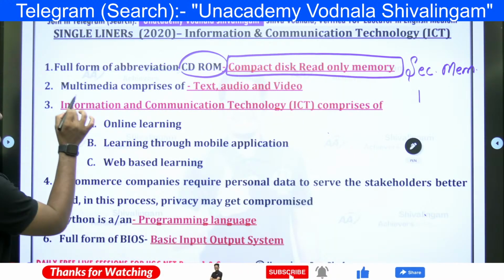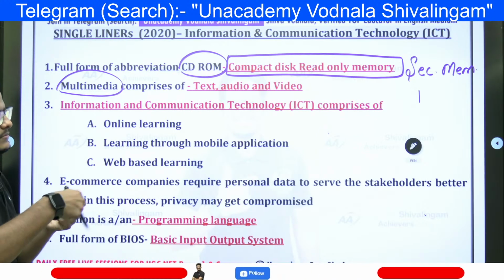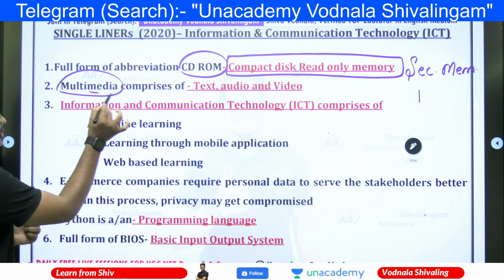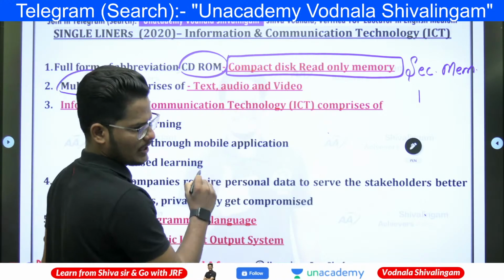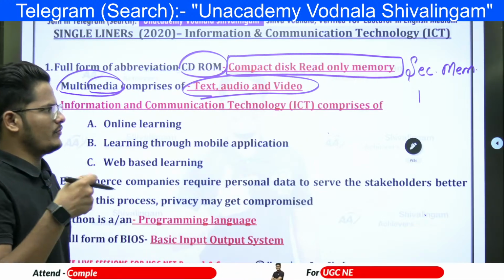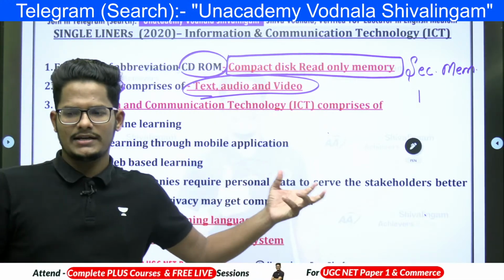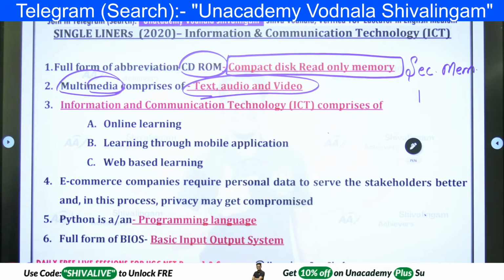And the multimedia name itself is multi, more than one, more than two. More than two media are included, that is text, audio, video, all are included in this multimedia. Where we use text, audio, video, it comes under the multimedia type of communication.